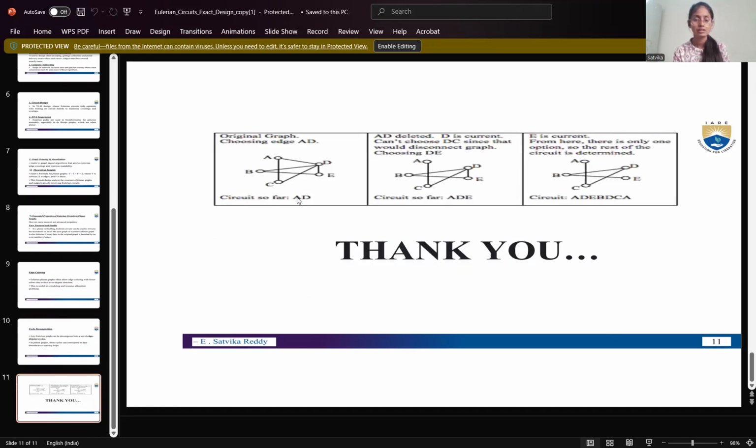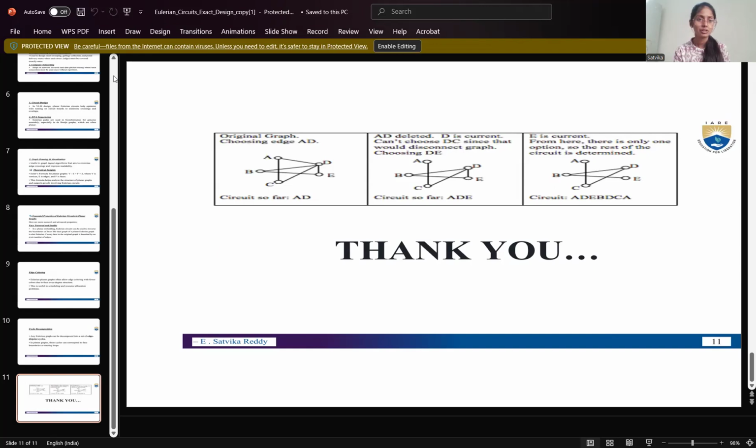Here is an example of a graph. This is the original graph. Choosing the edge AD, the circuit so far is AD, because it's a joint graph. It doesn't disconnect any other vertex. Next, AD is deleted now. D is the current. Can't choose DC since that would disconnect the graph, so choose DE. Circuit so far is ADE. E is current. From here, there is only one option, so the rest of the circuit is determined. Then the circuit is ADEBDCA.